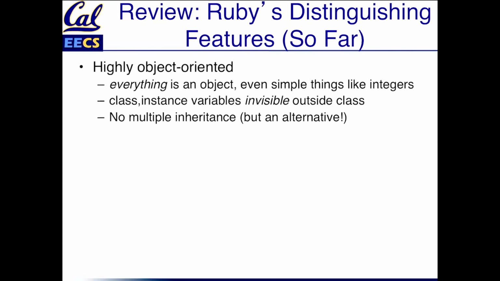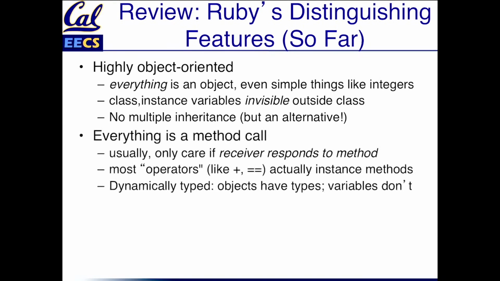So a quick review of Ruby's distinguishing features that we've seen. First of all, it is object-oriented in the extreme. Even the lowliest integers are objects. There's really no such thing as attributes. There's instance variables, but you have to define explicit getters and setters because you have to get at them through methods. Everything is a method call. Usually the only thing you care about in a method call is whether the receiver responds to the method you're trying to send it. And we'll have a lot more to say about that shortly when we talk about duck typing. And we've talked about the fact that objects can have different types, but the variables that refer to those objects are not typed.